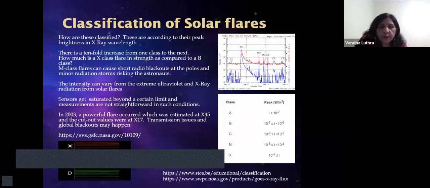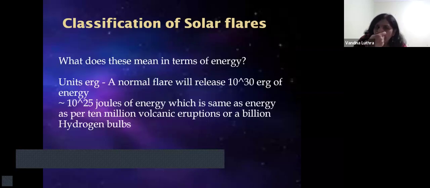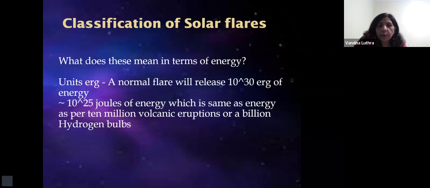So in this particular case, we have the classification of the solar flares, which are occurring and which are observed on a day-to-day basis. When we talk about these in terms of energy, then one unit is also used. A normal flare will release approximately 10 to the power 30 erg of energy, which in terms of joules can also be calculated. And this is the kind of energy which is equivalent to 1 million volcanic eruptions or 1 billion hydrogen bombs.